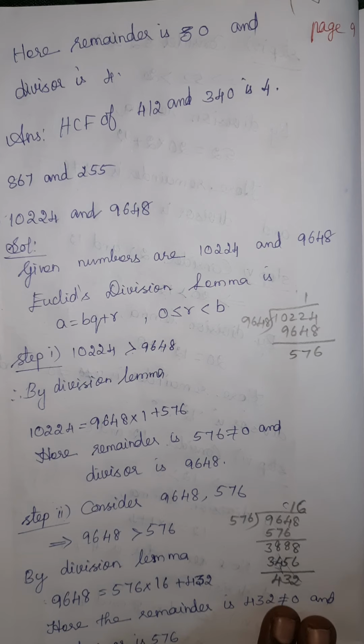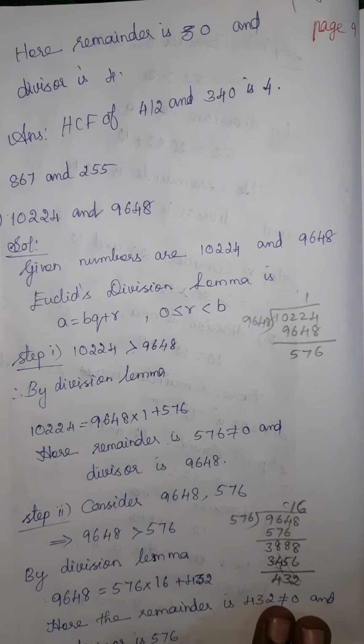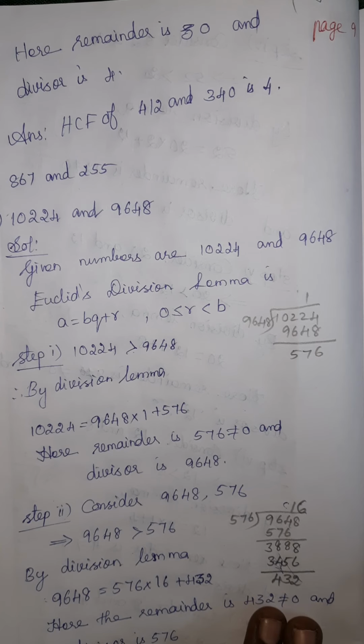Okay. Now, what is Euclid's division lemma? Can you recall this division lemma? It is a equal to bq plus r. There a is the dividend, b is the divisor, q is the quotient and r is the remainder. Also, this remainder lies between 0 and the divisor. Okay, it is 0 less than or equal to r; we can't say it lies between, but it will not reach b, it is less than b, smaller than the divisor.